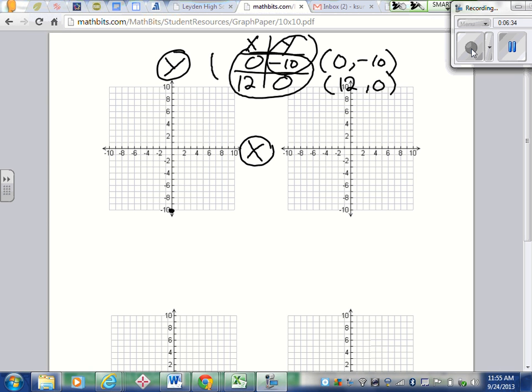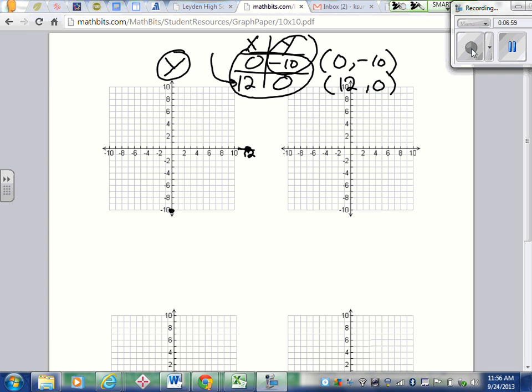Then my x-intercept was 12. I'm going to go to my x-axis. Got to make this a little bit longer and put 12 right here. My x-intercept is 12, so I'm going to put my dot right there.